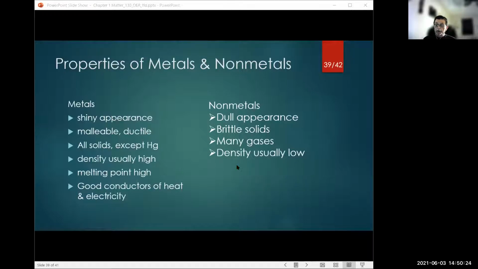Density is generally kind of low compared to metals, and they have a very low melting point, again compared to metals. And they tend to be poor conductors of electricity. Not that they can't conduct, they're poor conductors. They can conduct, but they're not very good. And they're better insulators, if you will. All right.